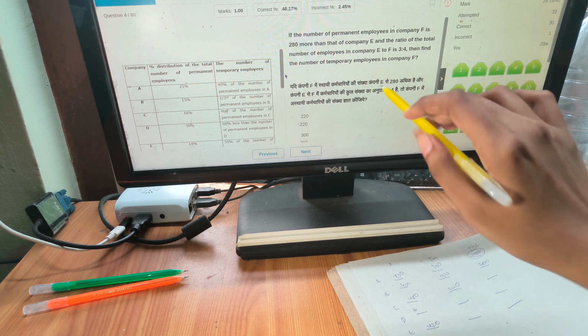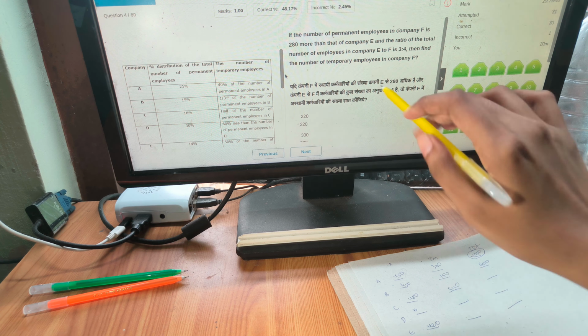We already know the total number of permanent employees in company E. Here the detail about the temporary employees is given, which is 50% of the number of permanent employees, which will be 210. Then we got that the total is 630 employees in company E, and the ratio of the total number of employees in E to F is 3:4. So there will be 840 total employees in company F.